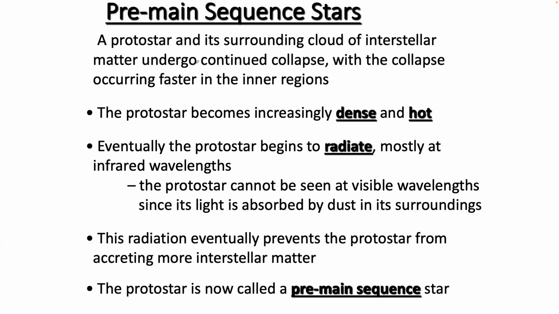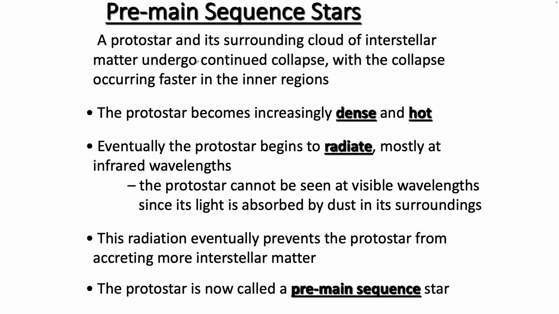So the protostar continues to radiate, and it radiates in the IR wavelength, so you cannot see anything because of the surrounding molecular clouds and also the dust. And at a certain point, because of this radiation, the accreting matter will stop, right? Because of the outward radiation.